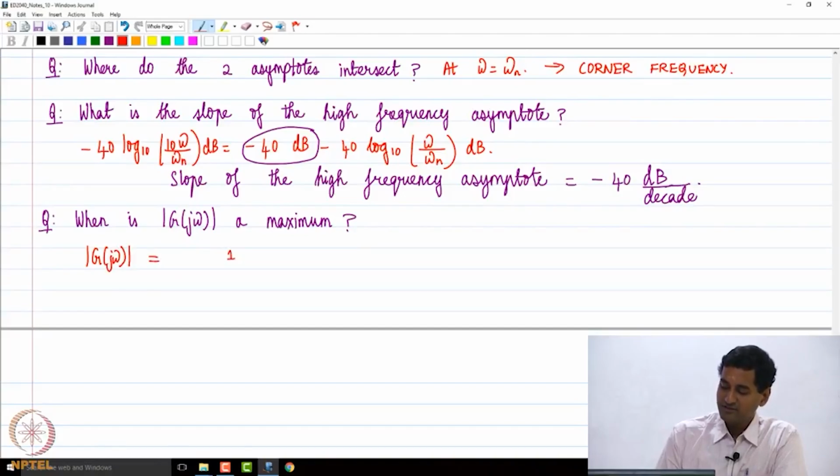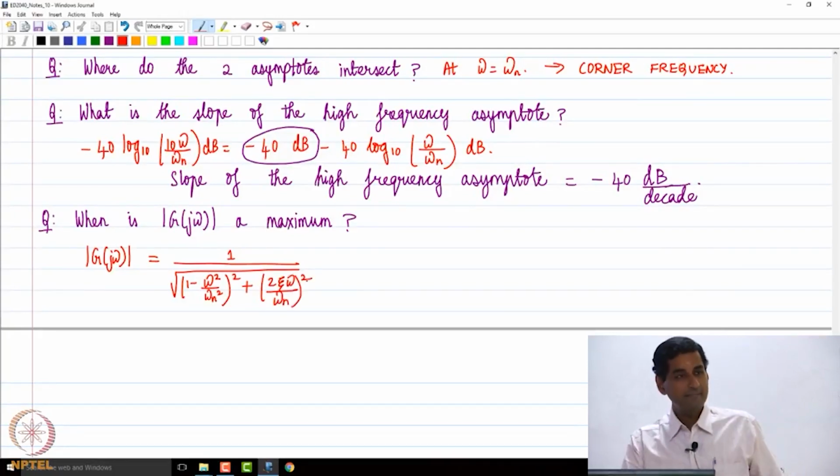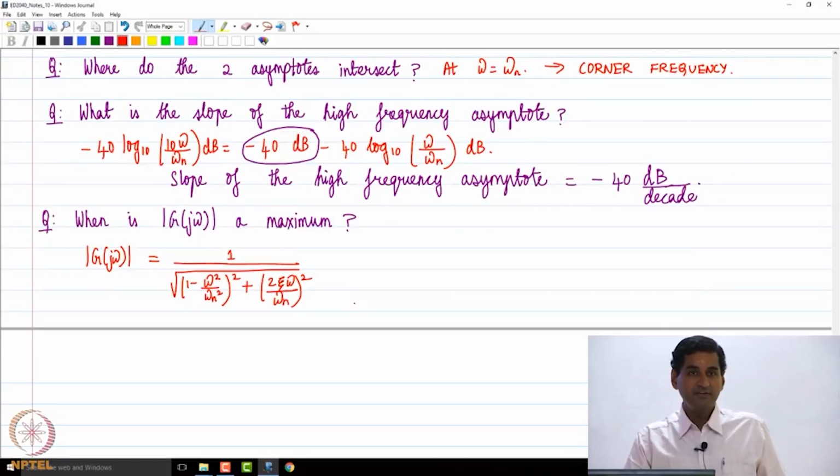It's going to be 1 divided by the square root of (1 minus ω squared by ωn squared) whole squared plus (2ζω by ωn) whole squared. So this is the magnitude. Now when is this going to be a maximum? How can I find out at what frequency this is going to be a maximum? I differentiate, equate it to 0, and then take the second derivative and figure out where the second derivative is negative for a maximum.